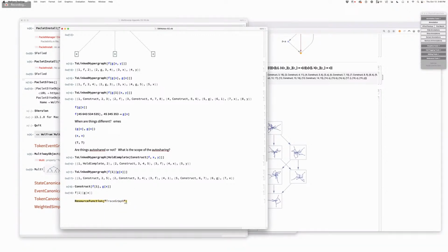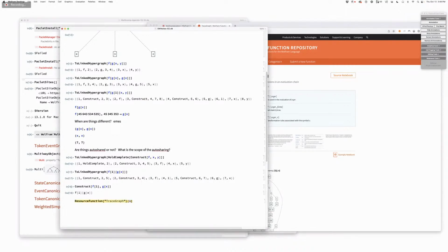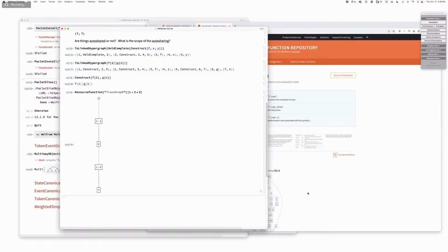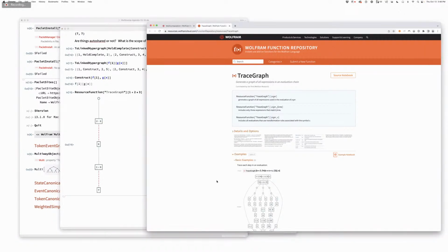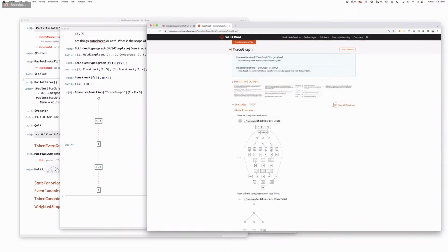What's a good function to put in here to show trace? 1 plus 2 times 3. That's not very good. What's a, well, whatever this is doing, that seems better.